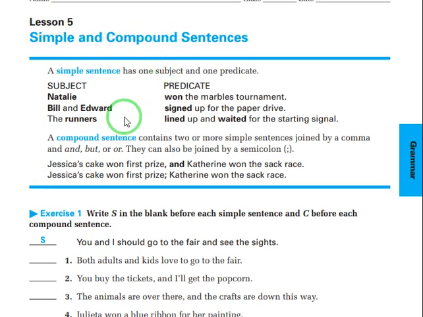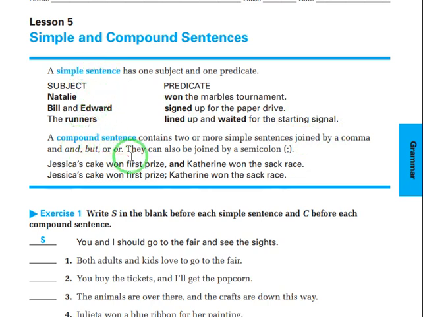Now, what is a simple sentence? We already know that a simple sentence is made up of two parts, the subject and the predicate. It can be a simple subject and a simple predicate, like Natalie won the marbles tournament, or a compound subject with a simple predicate, like Bill and Edward signed up for the paper drive, or it can be a simple subject and a compound predicate, as in the runners lined up and waited for the starting signal. These three sentences are all simple sentences.